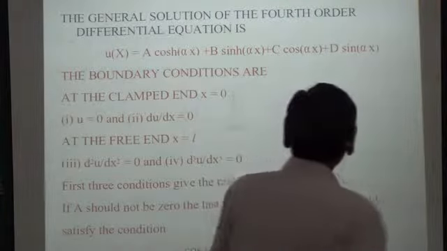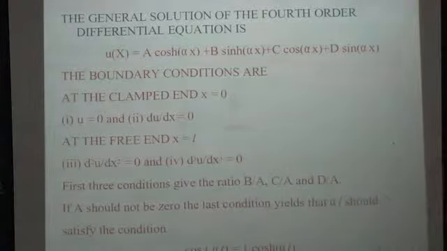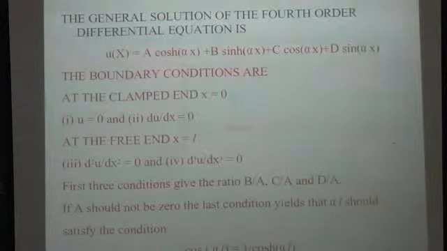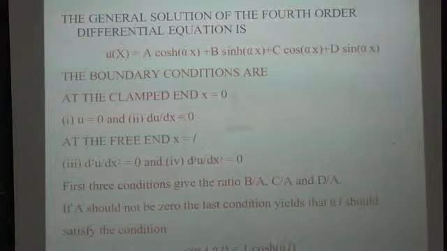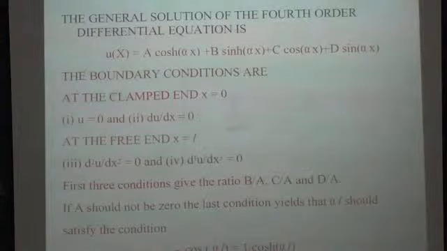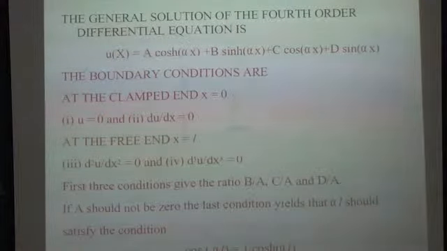We have to find the constants A, B, C, D by applying the boundary conditions. Where it is fixed, there is no displacement. Y is 0 at all times at x is 0. That is one boundary condition.